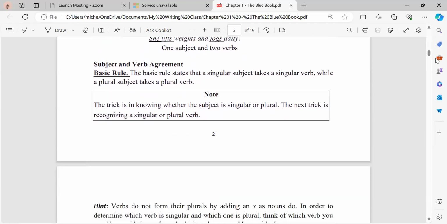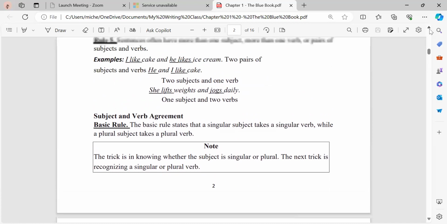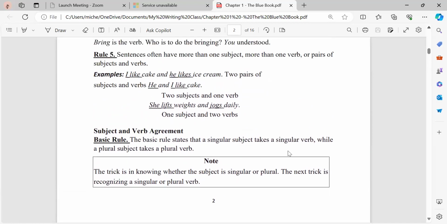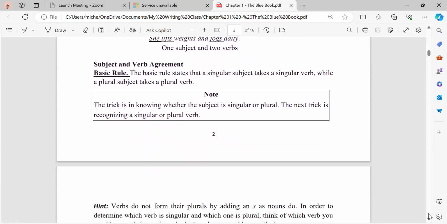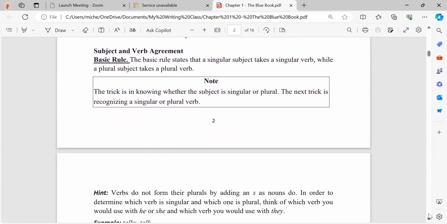So I don't think this lower part on subject and verb agreement is in the PDF that I've shared, but for those who have the book already, I think most of you have read this already, and we take notes. Okay, so subject and verb agreement.